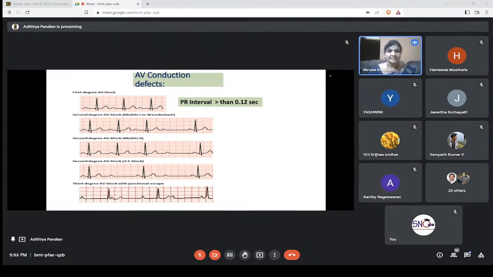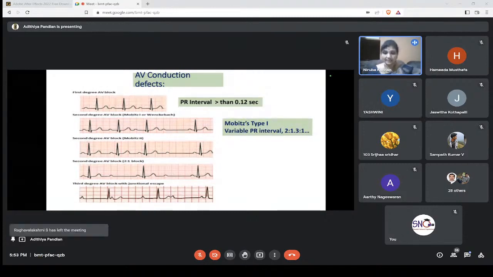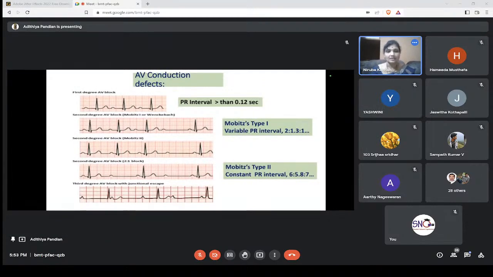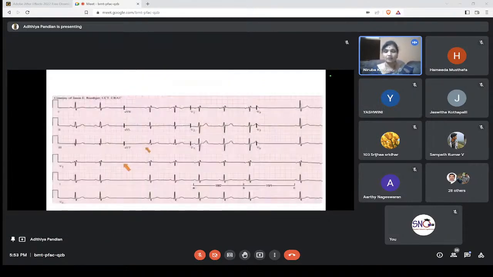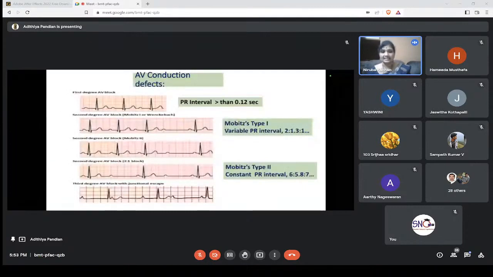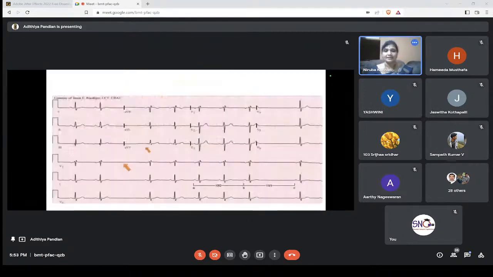Next, please. In second degree, you have Mobitz 1 and Mobitz 2. In Mobitz type 1, the PR interval will be variable, 2:1, 3:1, which is otherwise called Wenckebach. I have put one more slide for that. Next, please. Okay, in Mobitz type 2, what you find is a constant PR interval, but there is a variation like 5:6 or 7:6. Mobitz type 1 and type 2 belong to second degree heart block. When you come to third degree heart block, there will be almost a missed beat in the middle. So this one, the next slide. Here you can see there is a missed beat, no QRS complex between them. Next, please.